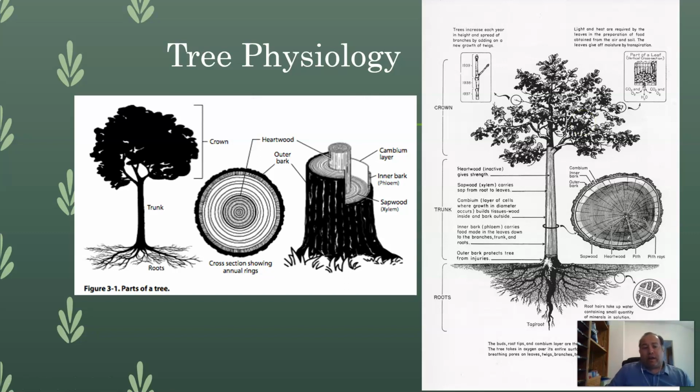Quick note: when we have a forest and we have a bunch of crowns of trees, that's called a canopy. But when we just have one individual tree with a crown, we call it a crown. So a tree has a crown, but a forest has a canopy.